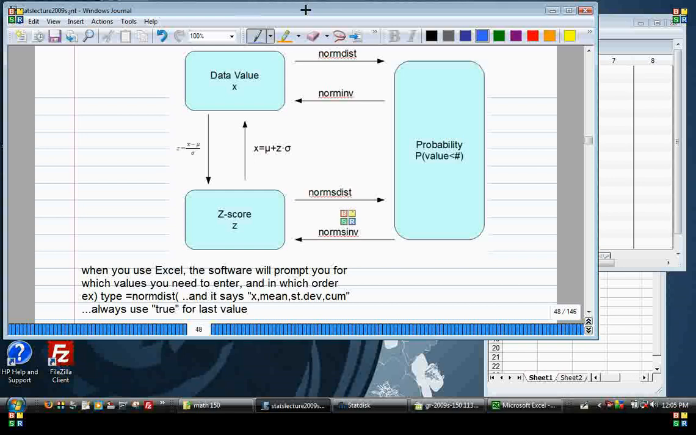So if you have a probability and you want a z-score, what Excel command would you use? From probability to z-score. Norm s inv. So everything is right there.